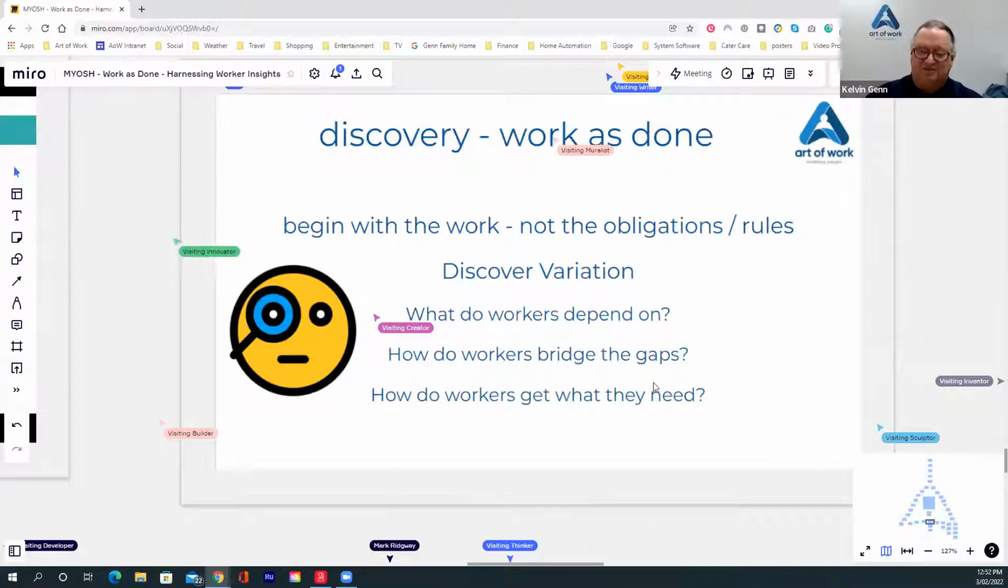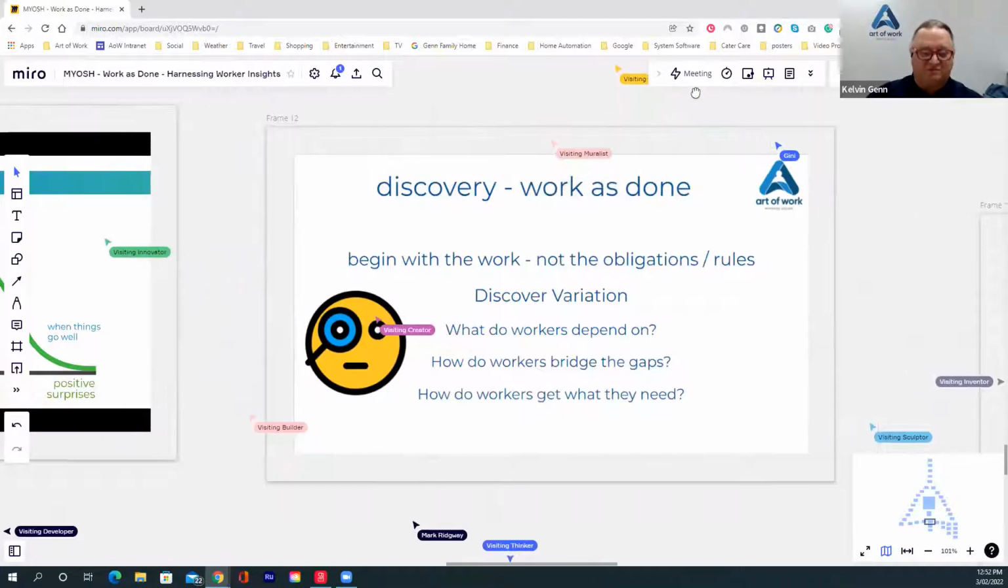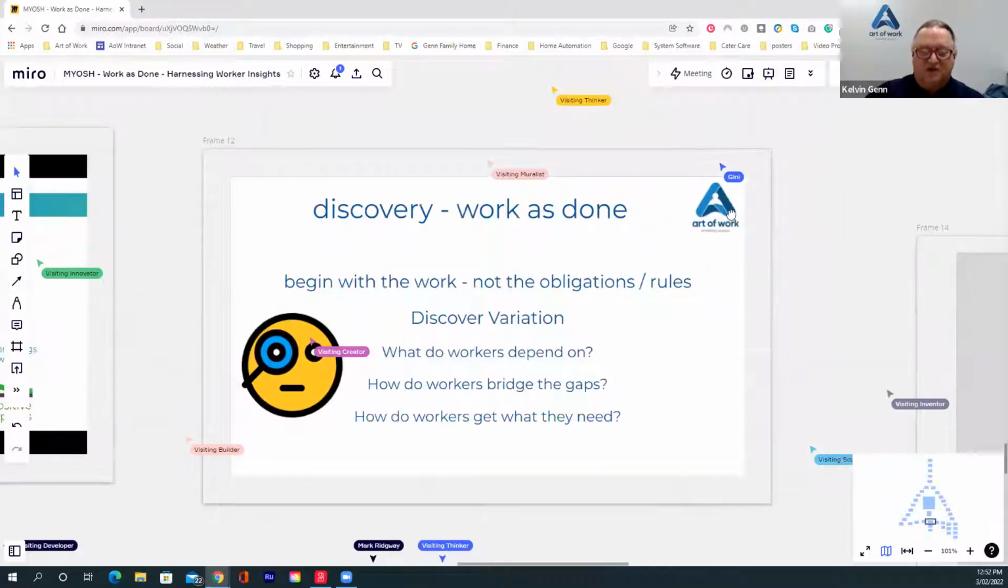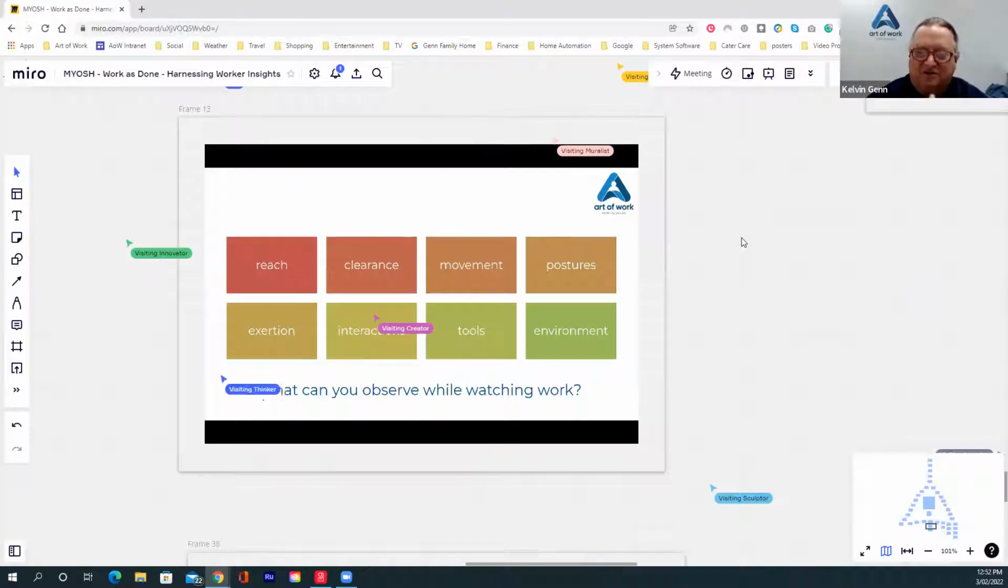So how do they bridge the gaps? How do people actually get what they need to complete the task that they're doing? And where do they get that from, in essence? So when we look at that process, and in the method, this is as a curious, naive inquirer, thinking about what you are looking for when you're looking at work. When you're trying to harness worker insights, it's through observations, and through those observations you can ask better questions of the people doing the work so they can explain the way that they're approaching it.